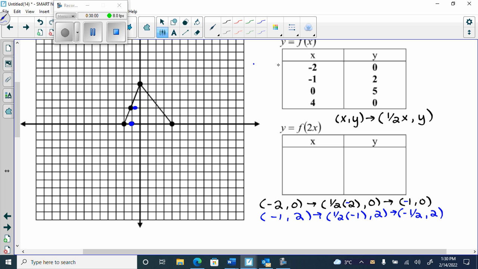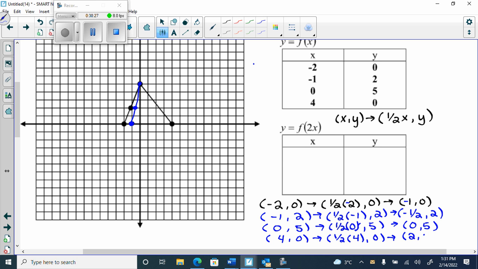And then we have 0, 5. It's going to become 1/2 times 0, 5, which is 0, 5. It didn't move, which makes sense, because when I multiply by 0, it stays the same. And then I have 4, 0, which is going to be 1/2 of 4, 0, which is 2, 0.